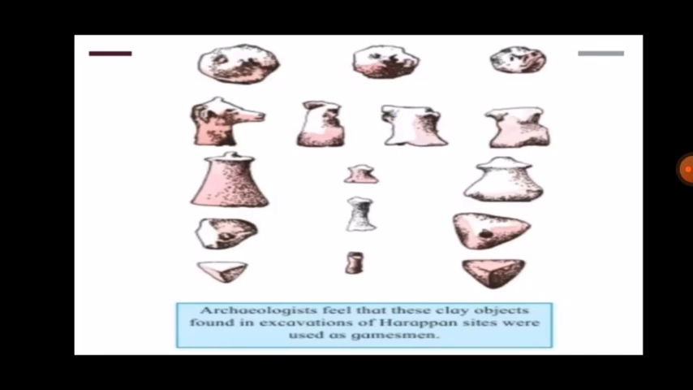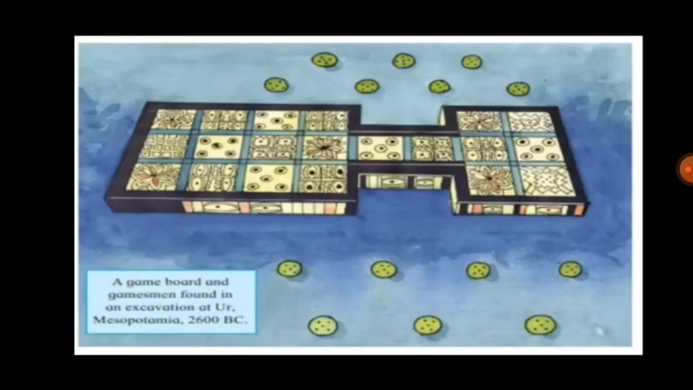Games played with the help of a game board and gamesmen were also popular at that time. In ancient Egypt, people played a game that was similar to chess. Just as we play chess, there was a game in the ancient civilization similar to chess. This game was played with a game board and gamesmen. It was known as Senet. In ancient China also, there were many games played with boards and gamesmen. Similar games were popular in Mesopotamia and the Harappan civilization too.